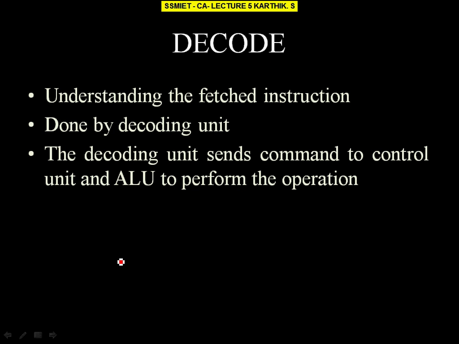So now we will see what decode is. Decode is nothing but understanding the fetched instruction. The machine cannot understand the instruction which is available in the memory, so it needs to decode the instruction to its own language. After decoding, it will understand the required operation to be performed by the processor. This decoding operation is performed by the decoding unit. After decoding the instruction, the decoding unit sends the required command to the control unit and ALU to perform the operation.